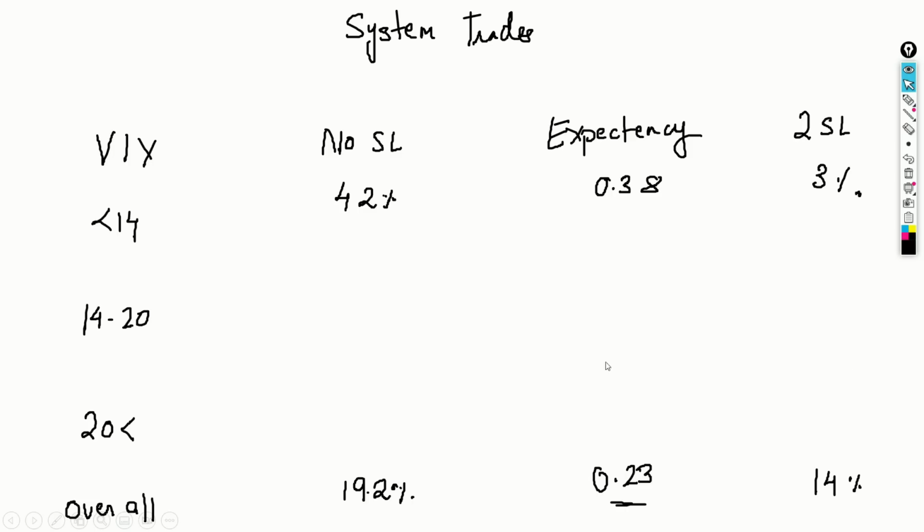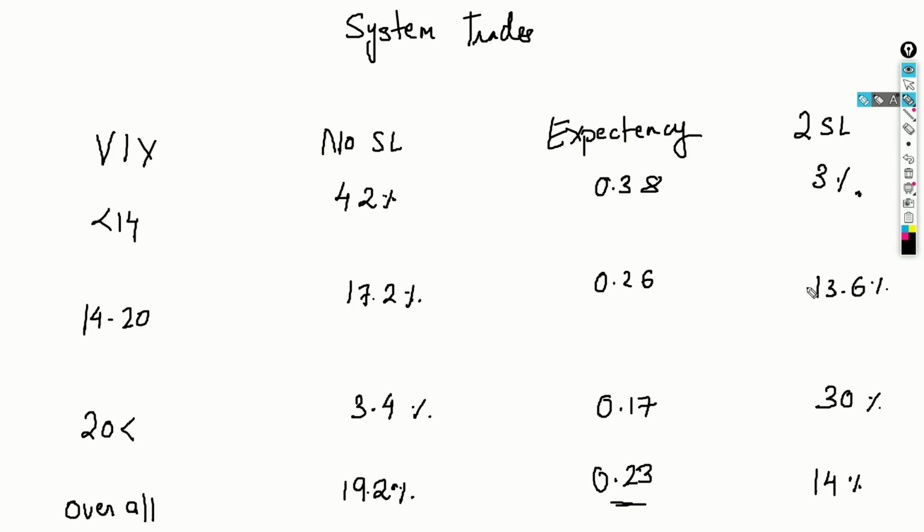So now I'll also end up filling this table quickly by putting this. Once I have filled the entire table, you can quite clearly see how the expectancy for a simple system trade drops when the VIX is high, right? So here you can quite clearly see when the VIX is actually under 14, a simple non-directional system trade will have an expectancy of 0.38. Whereas the same strategy when the VIX is over 20 has an expectancy of 0.17.